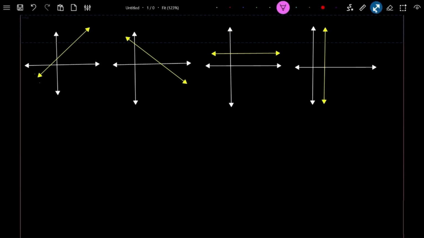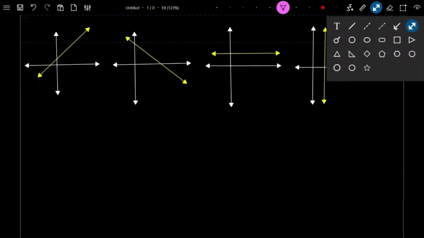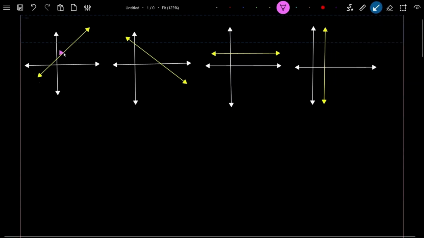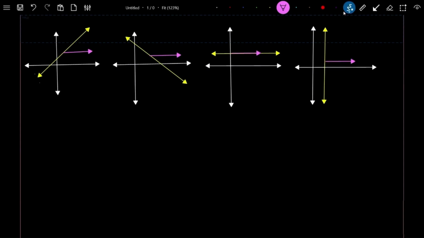So let me also plot the positive directions of x-axis parallelly. If I see this particular line, this is the positive direction of x-axis. This is the positive direction of x-axis, and so on for each of the four lines.